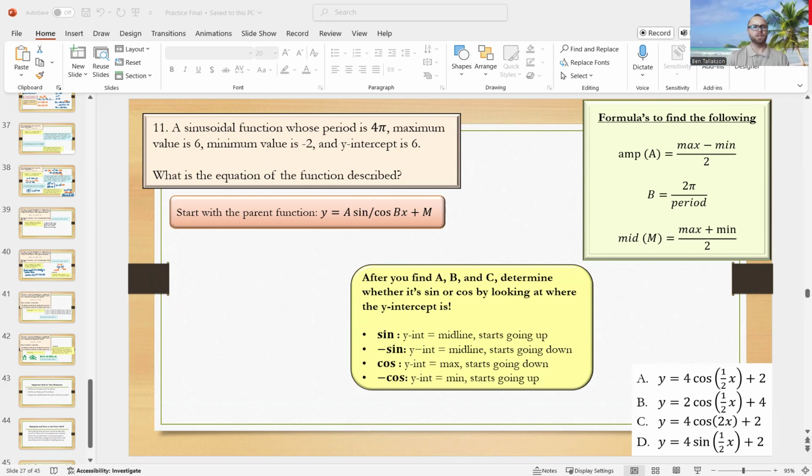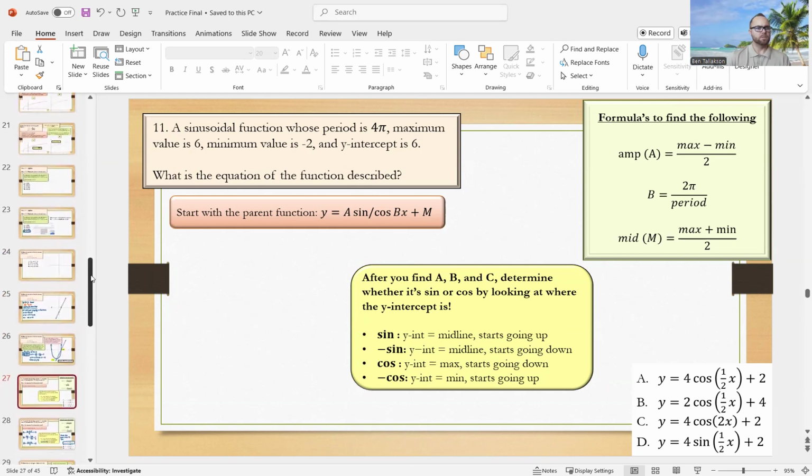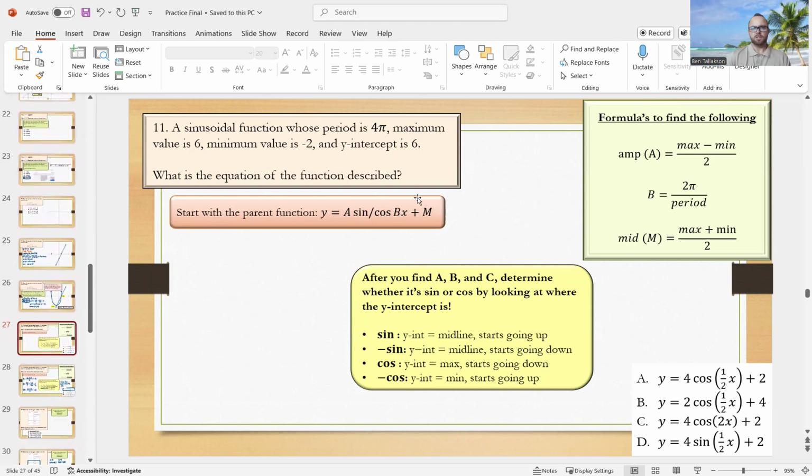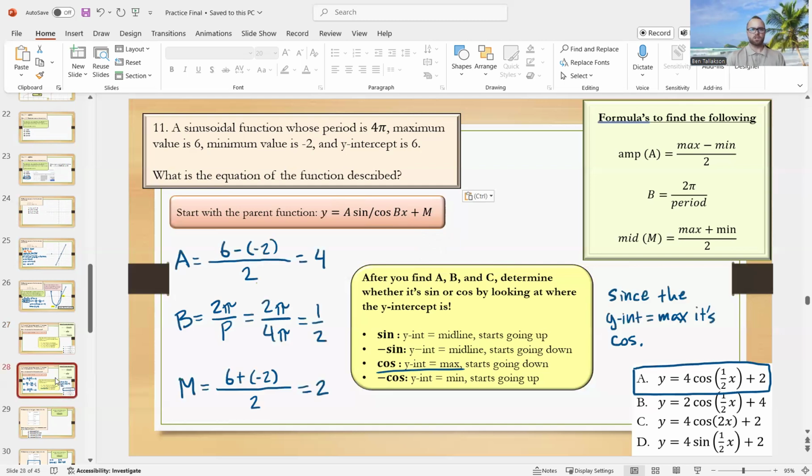Now that you've given it a try, let me show you how it's done. This little bit of information is super important. Remember, sometimes it could have f of x as a function, but in our answer choices, it's just written as y equals. So it's just an equation. And this is the parent function with all possible transformations. The last thing we're going to figure out is sine or cosine. The first three things are a, b, and m. There's formulas for each, so we work them out accordingly.